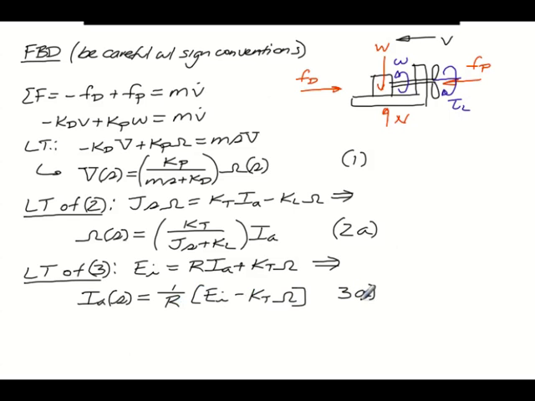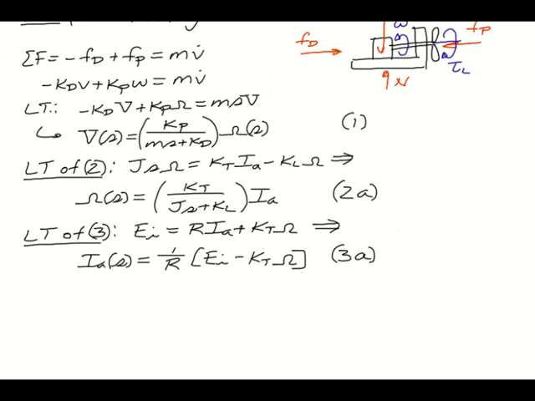So that's 3A. So let's go back over what we've got. Equation 1 is coming from Newton's second law, where we put in things like the drag force and the propulsive force. Equation 2a is the Laplace transform of the first motor equation using the load torque with the right sign convention, and 3a is the Laplace transform of the remaining motor equation. Our goal here is to get V_s. So what I will do is combine 2 and 3.